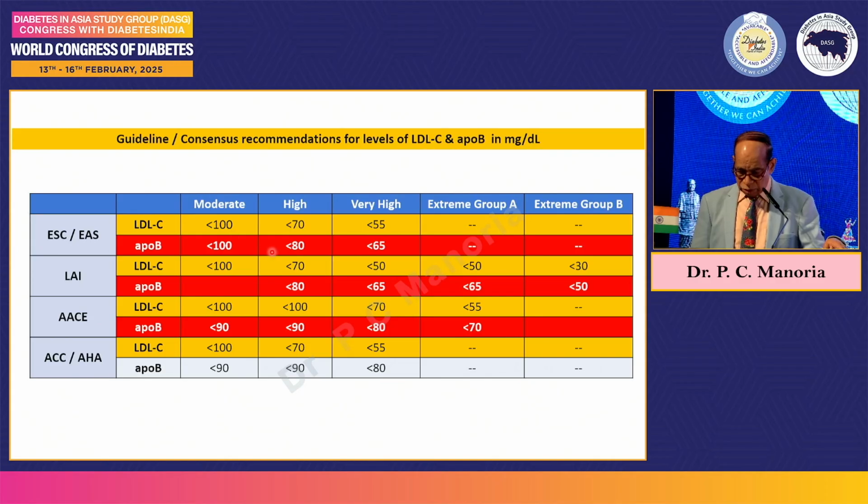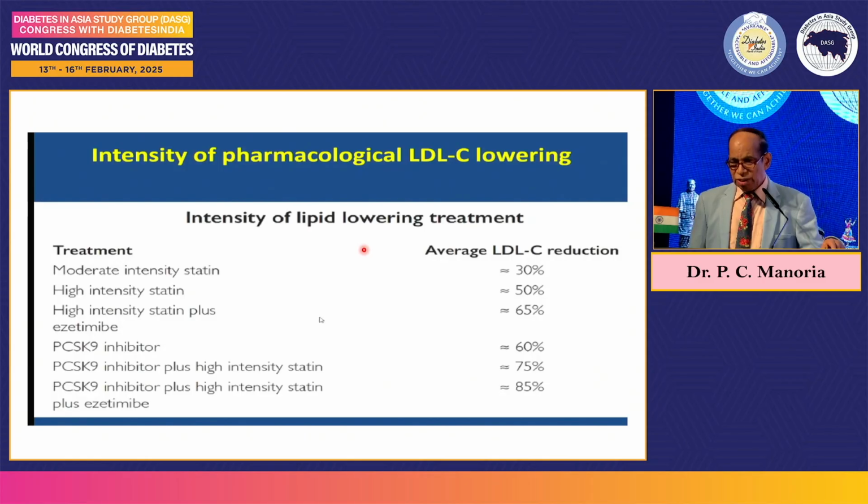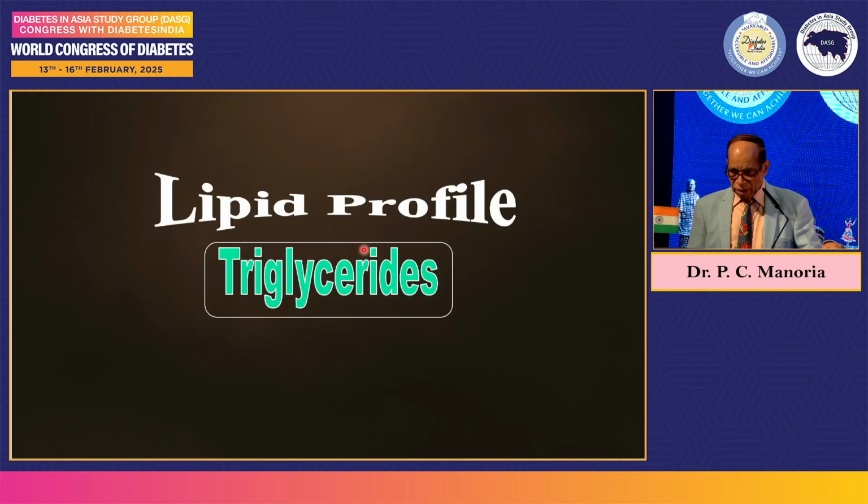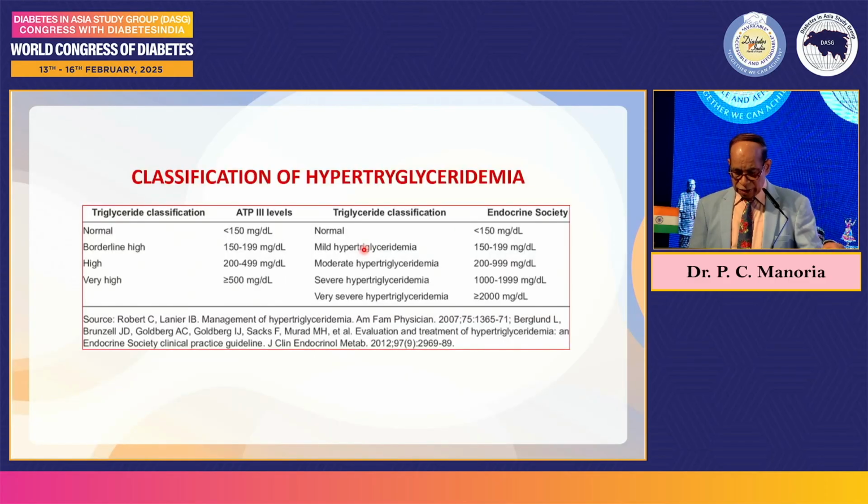You can see most of them less than 80 in high risk and less than 65 in the very high risk. We are amidst a golden era for lipid management. We have three oral agents: statins, high intensity, 50%, ezetimibe, another 15%, and bempedoic acid, maybe another 15%. So we can lower up to 75 to 80%, and we have PCSK9 inhibitors and inclisiran. What about triglycerides?